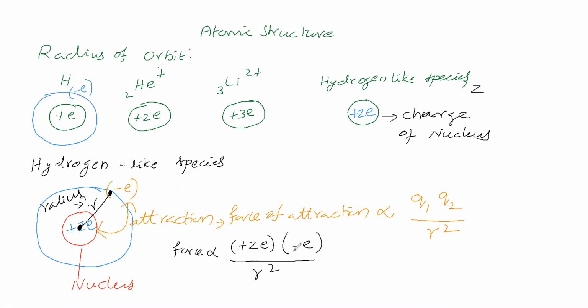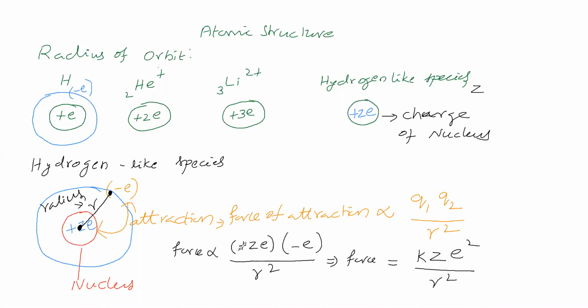So force is directly proportional to this. Then we can say that force is equal to some constant we are substituting. That constant is K. Here proportionality is there; in the place of proportionality we are substituting equal to. So when you replace proportionality by equal to, you have to substitute a constant. This Z we will substitute. This e, here one e, here one e, therefore e square we will write. Then this R square we will write.